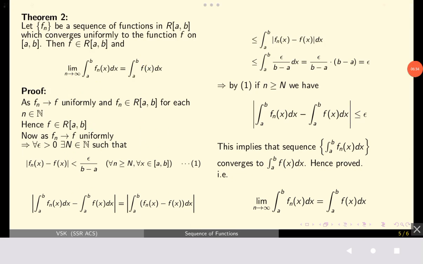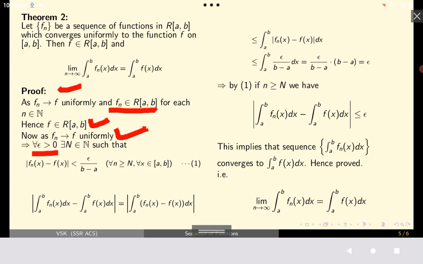So let us see the proof. As Fn converges to F uniformly and Fn is Riemann integrable for each n, F is Riemann integrable. That we have seen in the last slide. Now as Fn converges to F uniformly, for epsilon greater than 0, there exists an N such that modulus of Fn(x) minus F(x) is less than epsilon upon b minus a. That is because of the definition, we can find such an N for all n greater than or equal to capital N and for all x belongs to the closed interval [a, b].